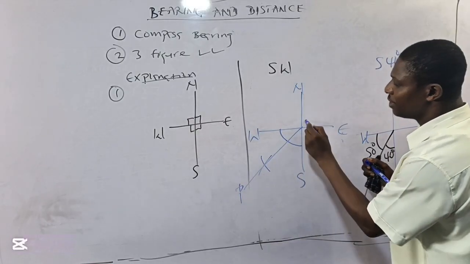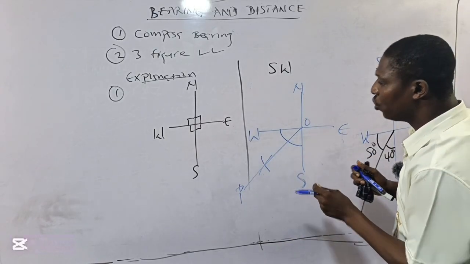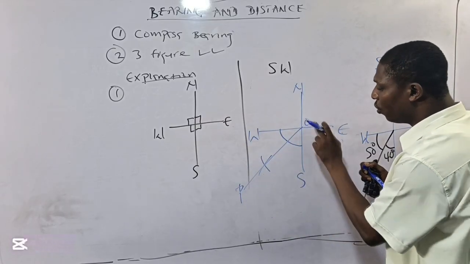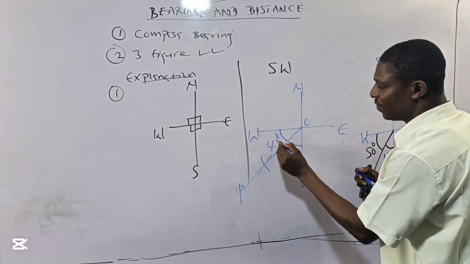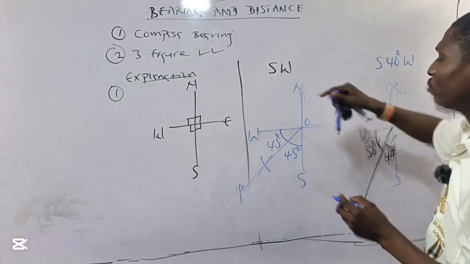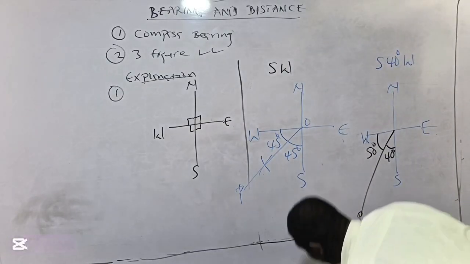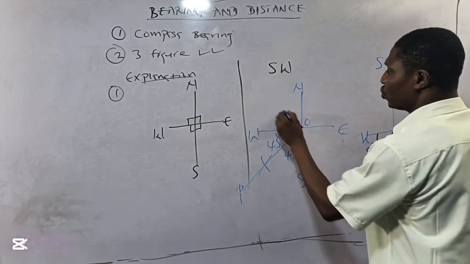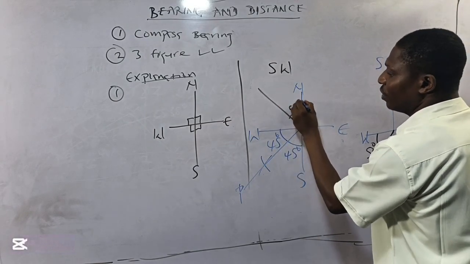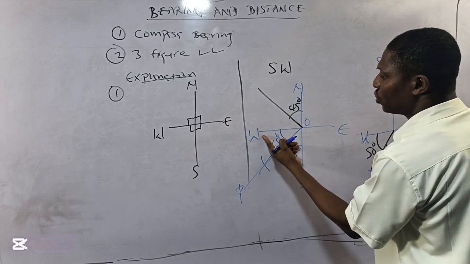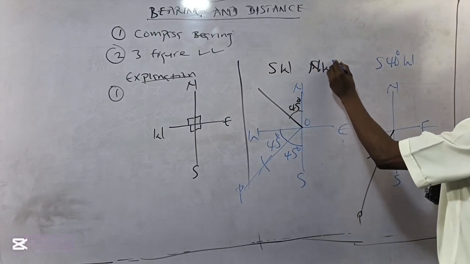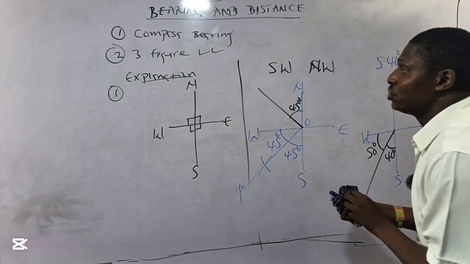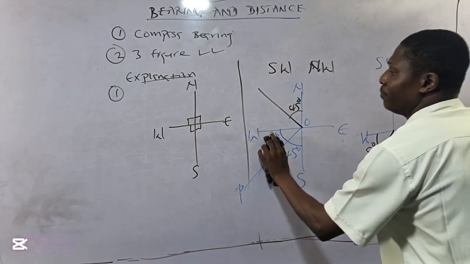If this is P, and let me say this is O, I will have angle WOP equal to angle POX. Both will be what? 45 degrees. What do I mean? Southwest simply means south 45 degrees what? West. In the same way, northwest means north 45 degrees what? West. So take note. Let's hold on to that, and so we can explain our three-figure what? Bearing.